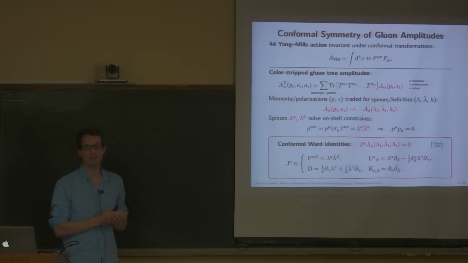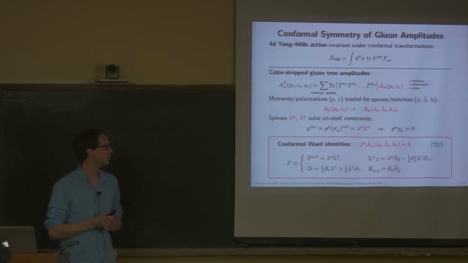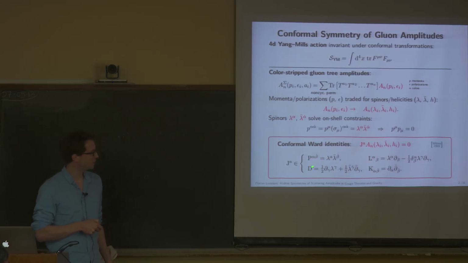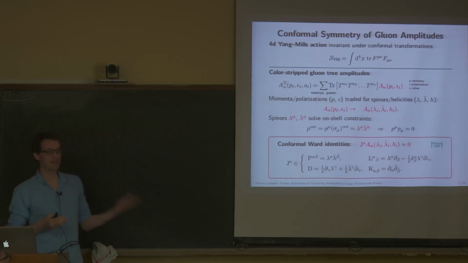Then one useful thing to do is to trade these momenta and polarization vectors for momentum spinors lambda and lambda bar and helicities, because these SU(2) spinors lambda and lambda bar explicitly solve the masslessness constraints of the external gluons. Then one can write down a representation of the conformal algebra via differential operators in these spinors: the momentum generator, the dilatation generator, the Lorentz generator, and the special conformal generator. All of these can be seen to annihilate this kinematical part of the gluon amplitude.